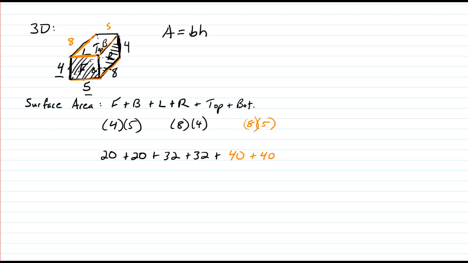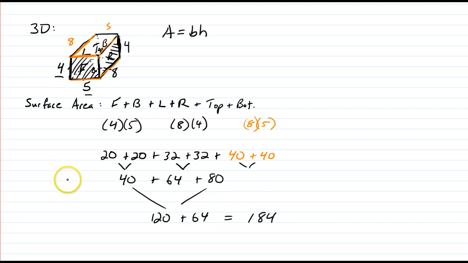So the entire surface area is just going to be these 6 measurements added up. So 20 and 20 is 40. 32 and 32 is 64. 40 and 40 is 80. Now I'm going to add these together and get 120. And then 120 plus 64 is 184. Now I didn't put a measurement on here, and so what we would say is units cubed.